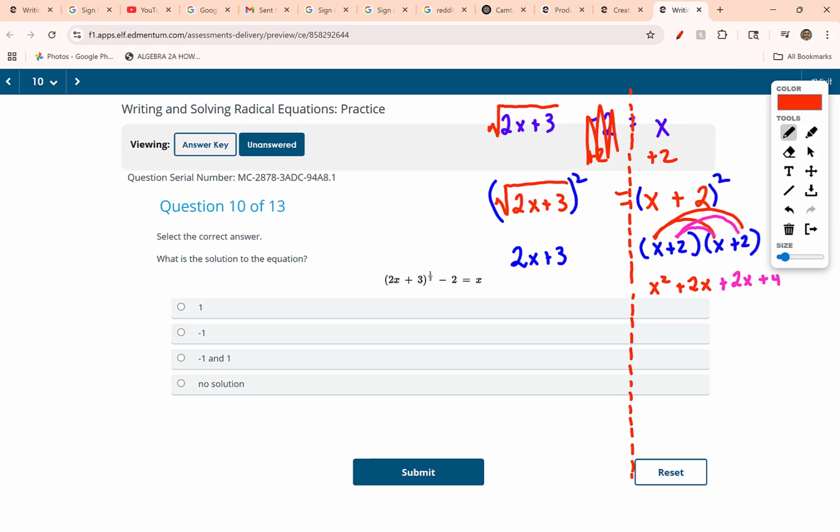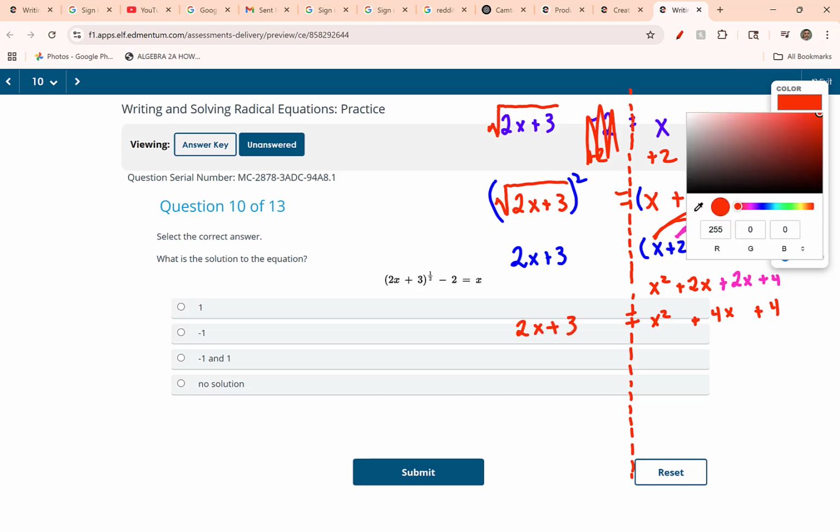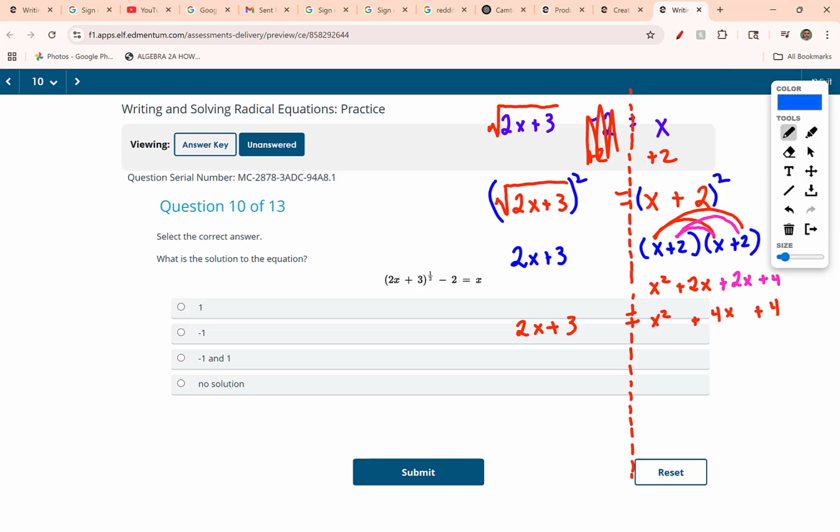And now we combine our like terms. We get x squared plus 4x plus 4, all of that equal to 2x plus 3. So then from here, since we've got a quadratic now in this problem, we've got an x squared term, it means to solve this problem, we need to get it equal to 0 and solve it by factoring or by quadratic formula. So to be able to do that, you've got to get it equal to 0.